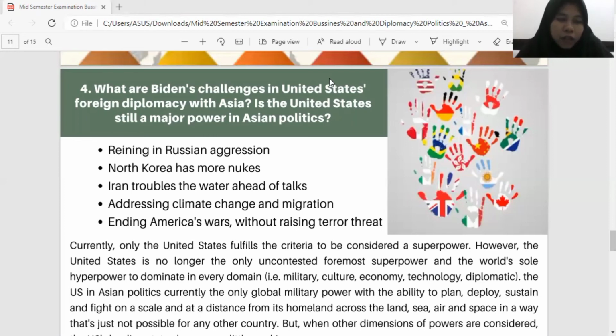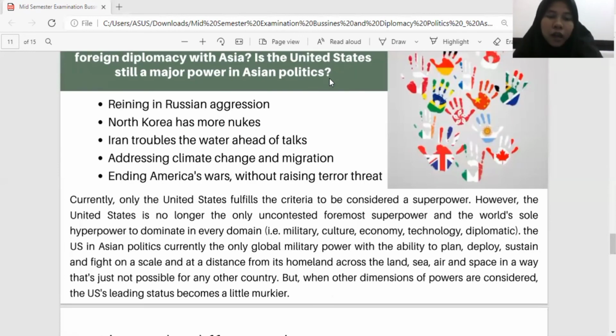So there are four. First is reining in Russian aggression. North Korea has more nukes. Iran troubles the water ahead of talks, and addressing climate change and migration and ending American wars without raising terror threats. And then currently only the United States fulfills the criteria to be considered a superpower. However, the United States is no longer the only unconstrained former superpower and the world's sole hyperpower to dominate in every domain, such as military, culture, economy, technology, and diplomatics.